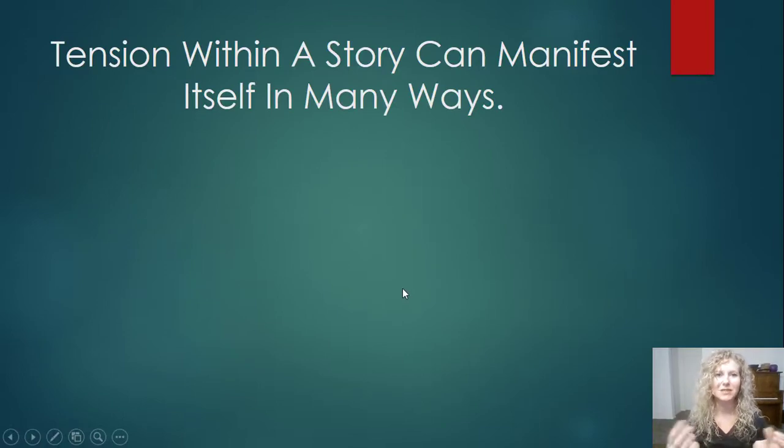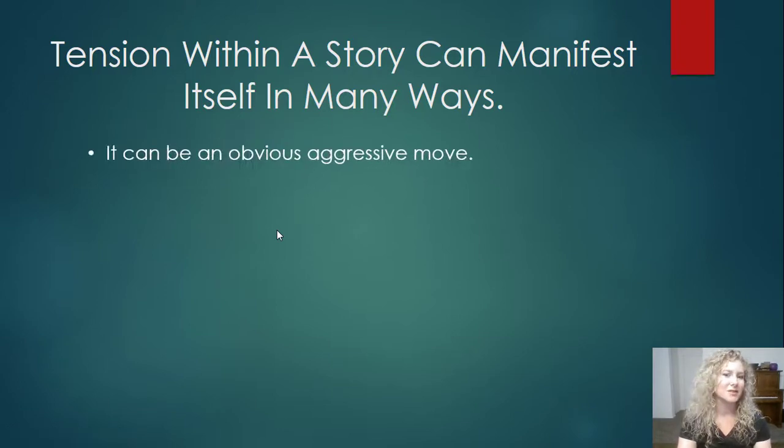So tension within a story can manifest itself in many ways. I want to make sure that we identify ways that we can manifest that tension. Okay, so it can be an obvious aggressive move. The obvious things are things that people can think about right away. Any fights breaking out, any danger. People pulling out a gun and holding it to someone's head. Obviously, that's going to up the tension. That's going to up the stakes when people's lives are in danger. That kind of a thing. So that's an obvious move right there.